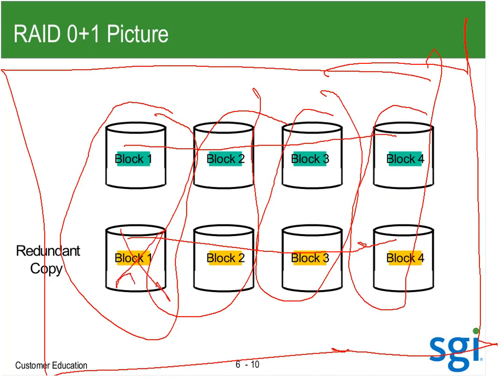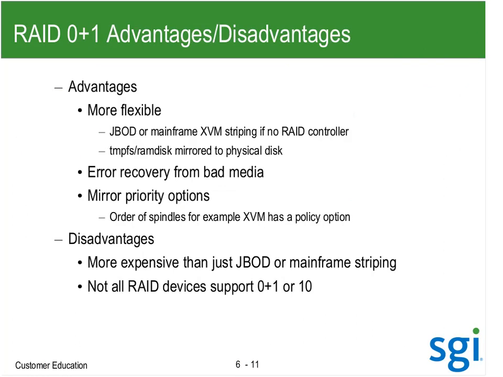And then if one drive fails, I detach it. When I reattach the new drive, I really only have to revive the one drive. I have less overhead in maintaining it. So RAID 01, more flexible. You might have a TempFS that might get mirrored. I don't see that anymore.